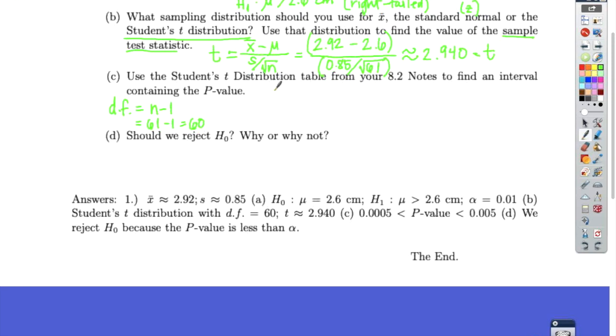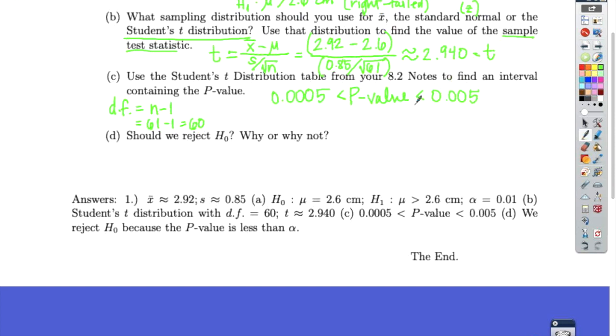So I'll say my p-value. Actually, I'm going to use slightly different notation one more time. My p-value is between, and then I'm going to put the smaller number over here and the bigger number over here. So when I put these two inequality symbols like this, it's kind of a less than and then a less than, we read this p-value is between something and something. So it was 0.0005 and 0.005.